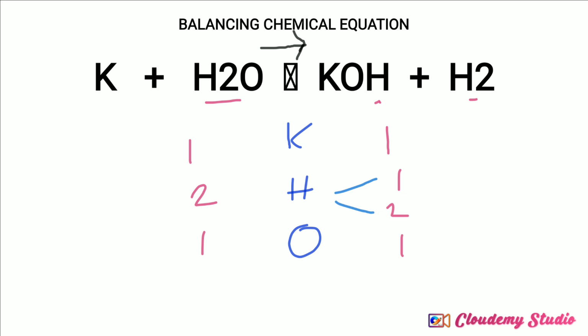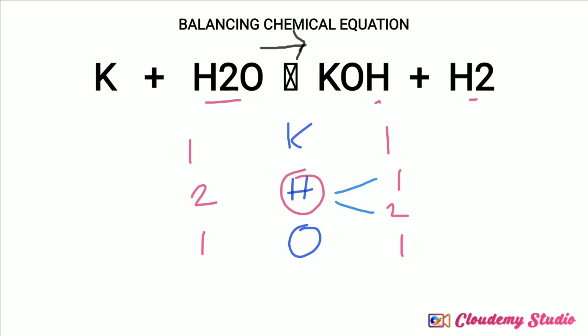The next, what we need to do is compare the atoms on the reactant side and the product side. Potassium, both the sides, the number of atoms are equal. Oxygen also equal. But this hydrogen alone is not equal. At the left hand side, two atoms are there, but the right hand side, three atoms are there.